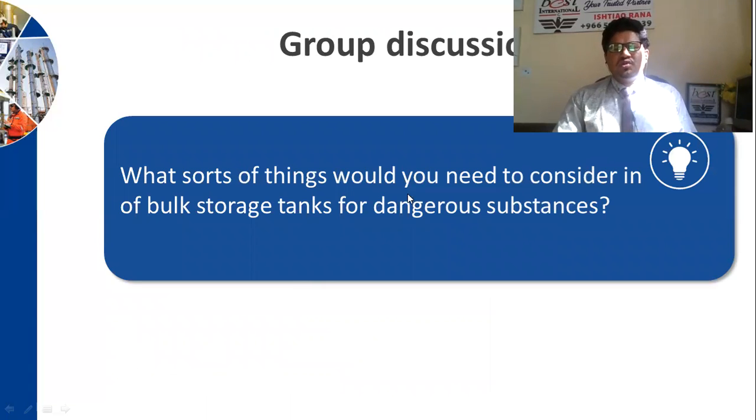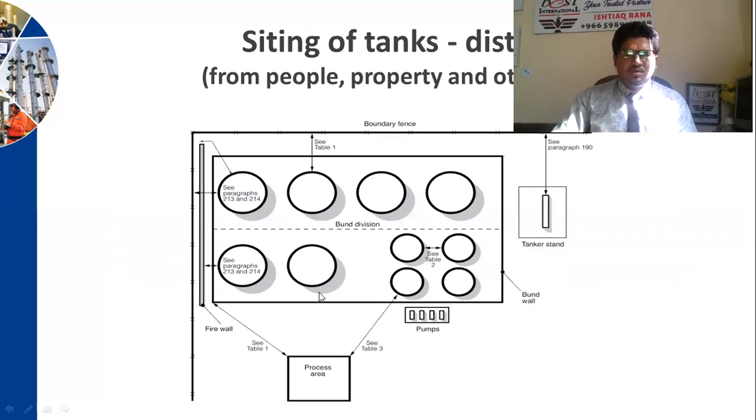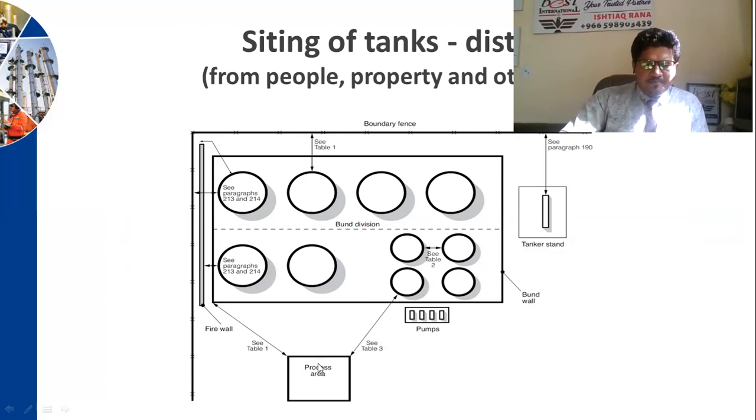Now, what sort of things would you need to consider in a bulk storage tank for dangerous substances? So you need to start researching and see how you're going to think and what your answer would be. Notes: siting of the tank, distance from people, property, and others. Look at the process area and the firewall. See paragraphs 213 and 214 in your book. See table 1 and bund division, and see how you're going to store. And the boundary fence and bund must be there. Then the tanker stand.